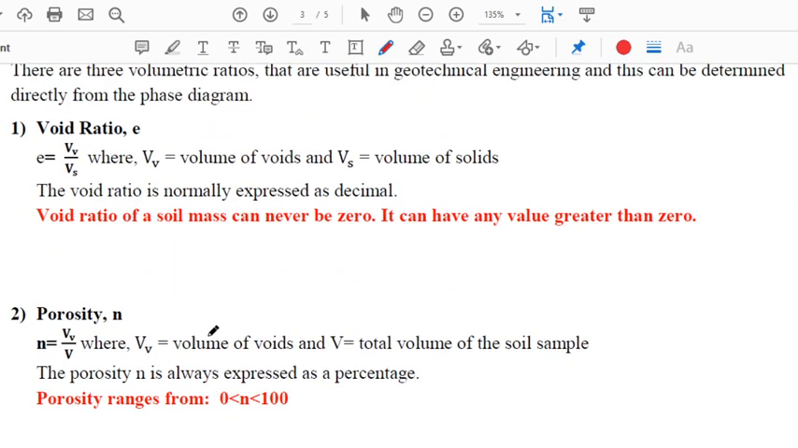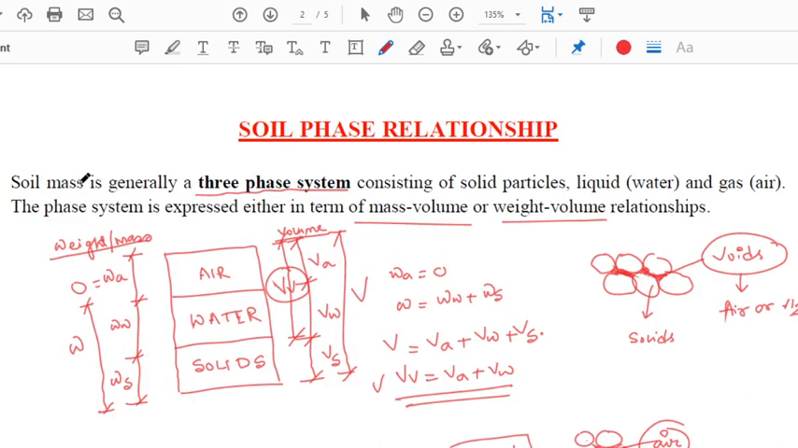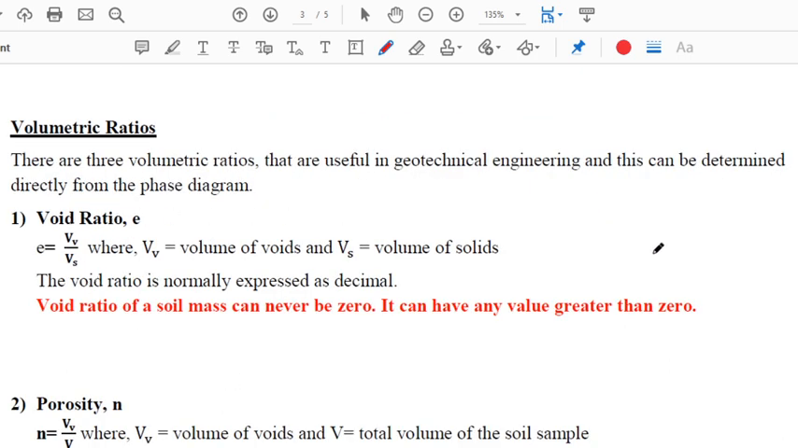Let us look at the first volumetric ratio we have. Volumetric ratios means what? That is, the numerator is a volumetric representation and the denominator will also have a volumetric representation. So in void ratio, it is the ratio between the volume of voids and the volume of solids. So in the previous phase diagram, the volume of air and water together forms this volume of voids. And when we divide this by the volume of solids, we get what is known as void ratio. So we can say void ratio is equal to volume of air plus volume of water by volume of solids. Now the question might come, can void ratio be equal to 0?